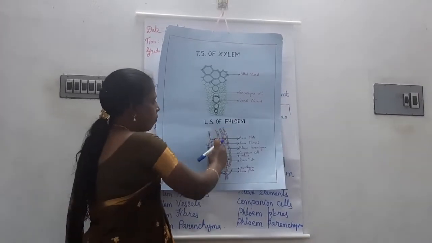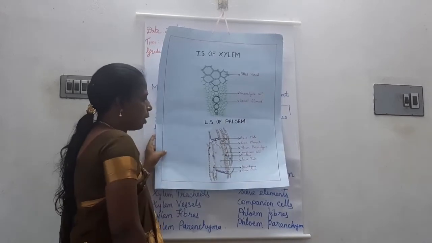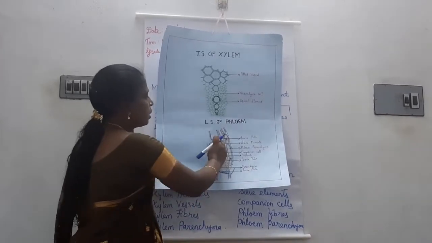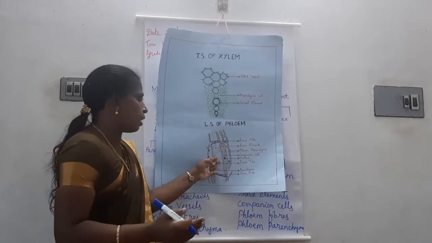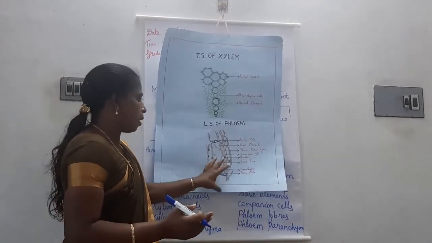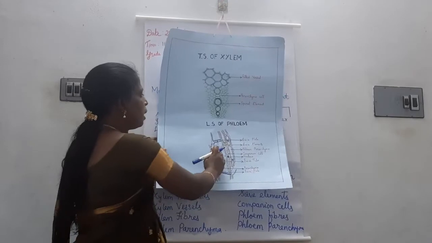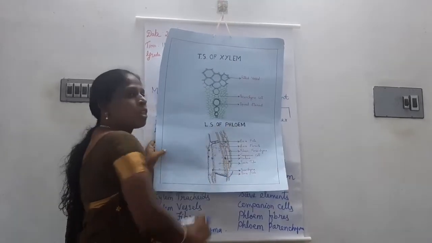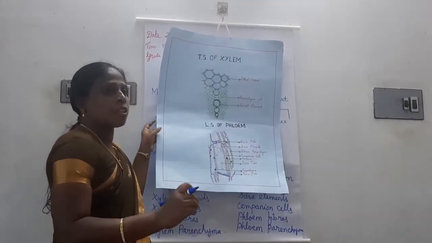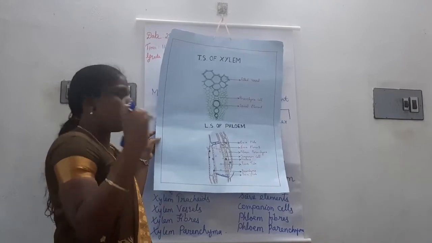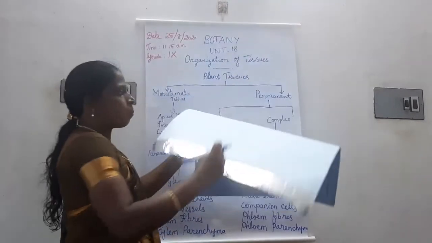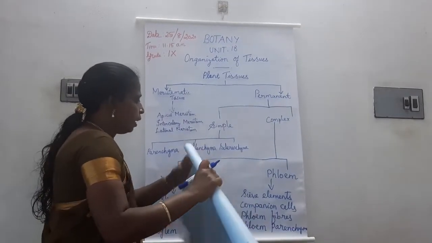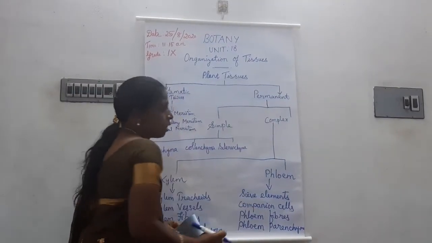These sieve elements are helpful for the transportation of food materials and also for the mechanical support of the plant part. So the important element present in the phloem is sieve elements. Through these sieve elements only, the food materials can be transported from the leaf to other parts of the plant body. The second one is companion cells.